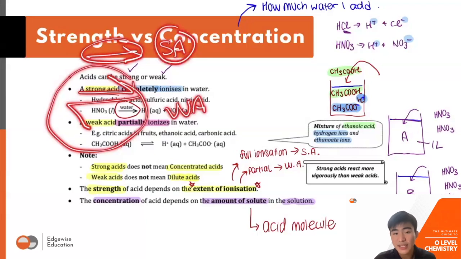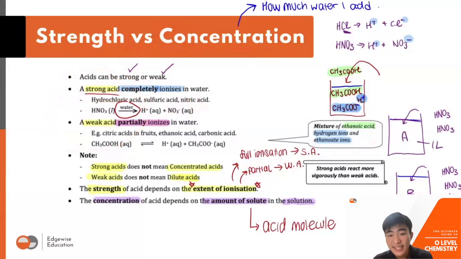Remember, strong acid will go full dissociation. Weak acid will go partial dissociation, like this one over here. So at the end of the day, A or B, which one is stronger? Actually, it's the same, because this one is HNO3, a strong acid, and this one is also HNO3, a strong acid. Strength is the same. Get me so far? Any questions?